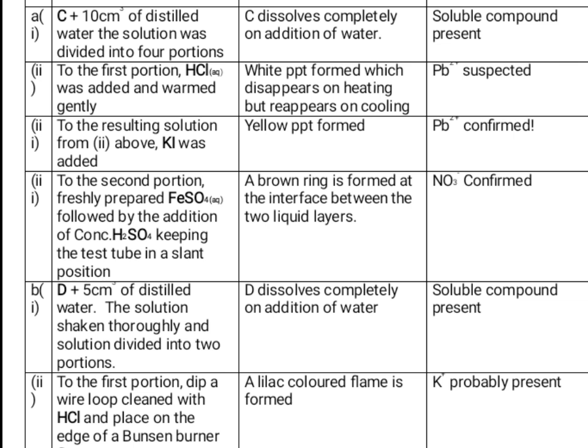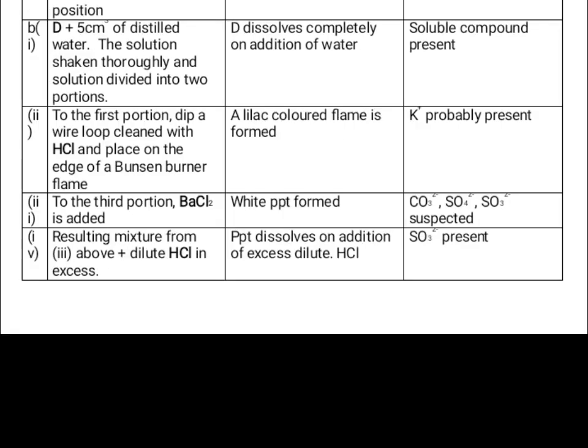Then to the second solution, you will be asked to add barium chloride. That's the test for trioxosulfate 4 ion. When you add barium chloride, a white precipitate will be formed. You will then be asked to add excess dilute hydrochloric acid to the precipitate that was formed previously. If the precipitate dissolves, then trioxosulfate 4 ion, which is SO3 2 minus, is present.